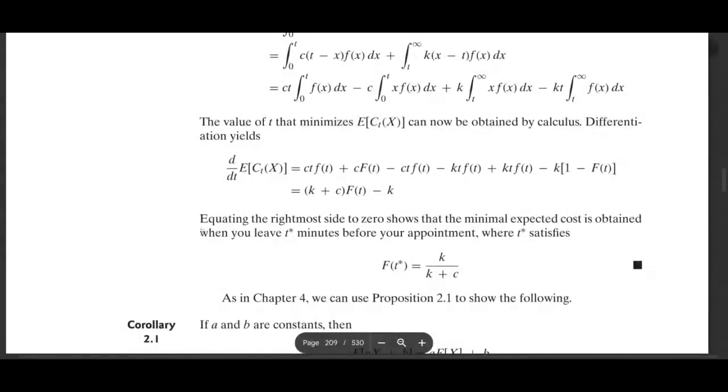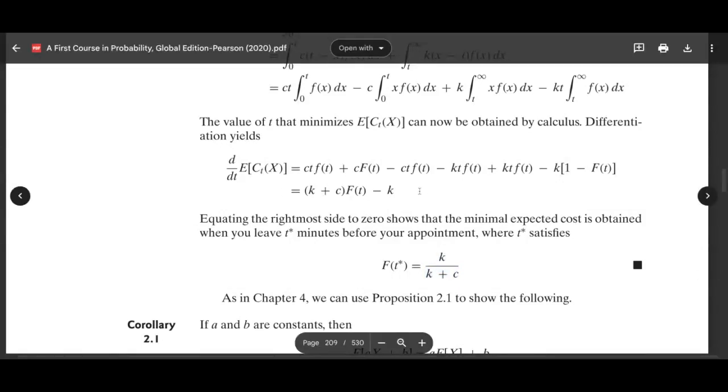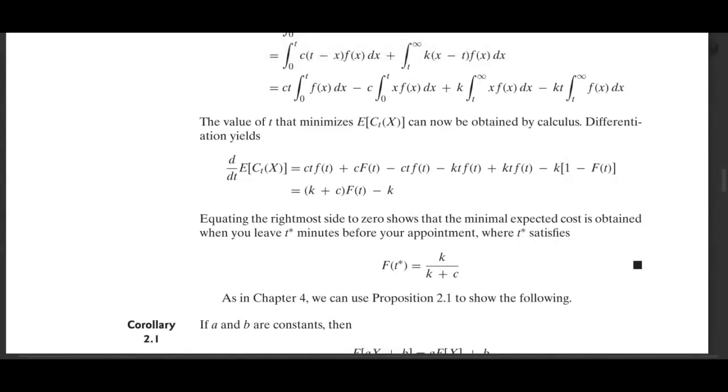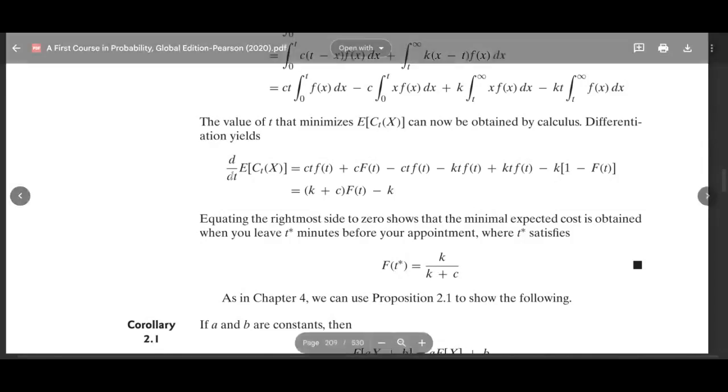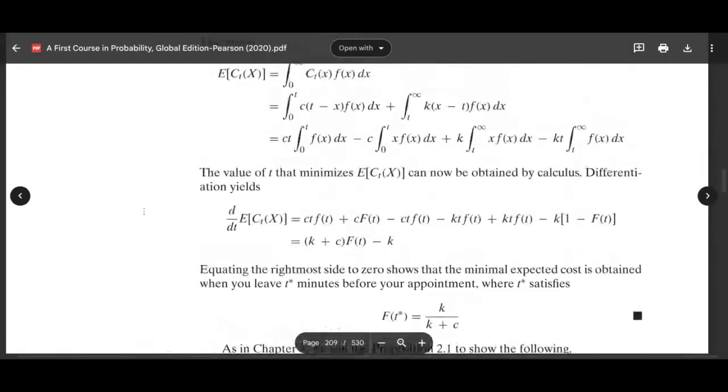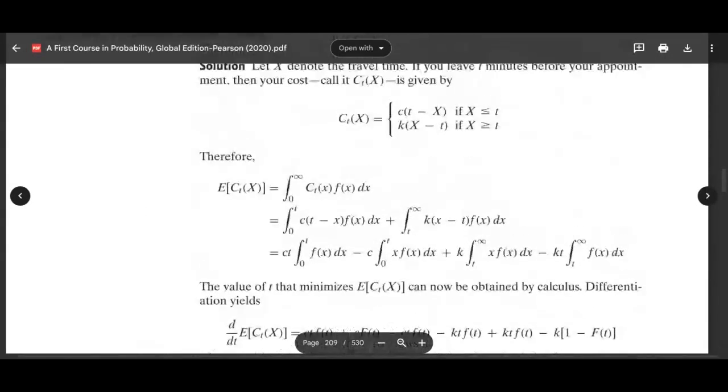So now, equating the rightmost side to 0 shows that the minimum expected cost is obtained when you leave t star minutes before your appointment, where t star satisfies F of t star equals K over K plus C. Because if this is 0, then F of t will be equal to K divided by K plus C. Okay, cute. Does anyone have any questions for this? It took me a while.